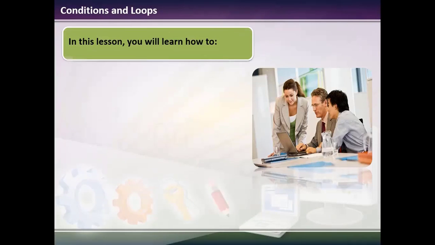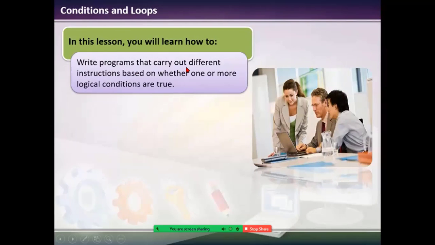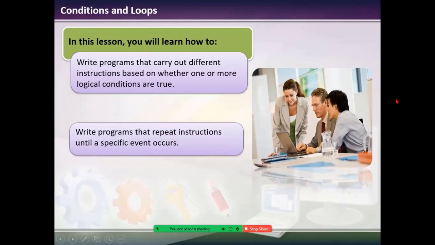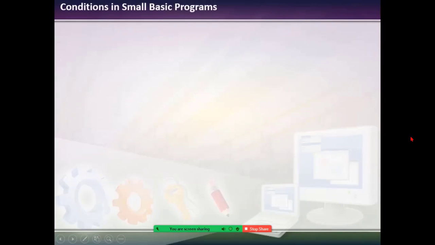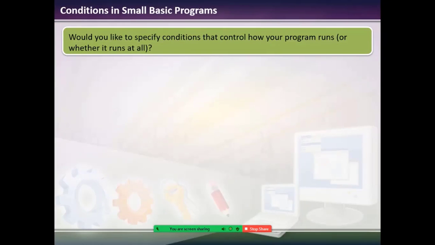In this lesson, you will learn how to write programs that carry out different instructions based on whether one or more logical conditions are true. You will also learn to write programs that repeat instructions until a specific event occurs. Let's see. Conditions in Small Basic programs. They are asking a question: would you like to specify conditions that control how your program runs, or whether it runs at all?